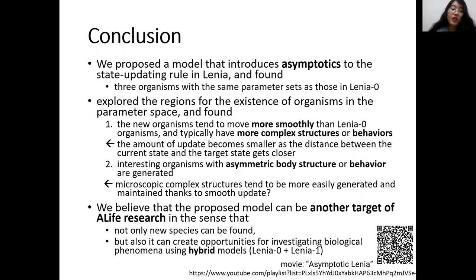We also found interesting organisms with asymmetrical body structure or behavior. And this might be because microscopic complex structures tend to be easier to generate and maintain thanks to the first effect. We believe that the proposed model can be another target of artificial life research in the sense that not only new species can be found, but also it can create opportunities for investigating biological phenomena using hybrid models.